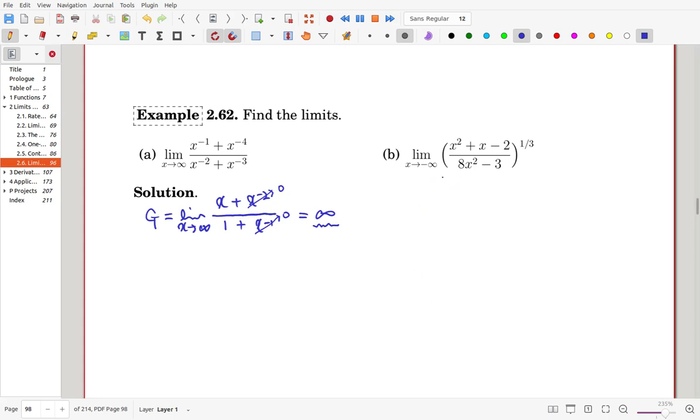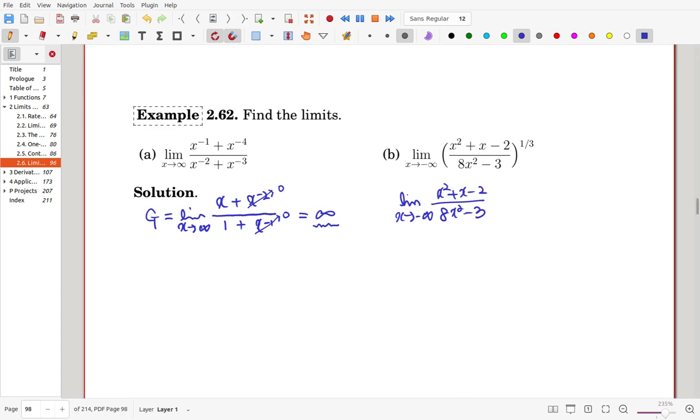Now, for this problem, the third power is a continuous function, so limit and continuity commute. You can apply the limit inside, and later take the third power. So let's start this way: the limit as x approaches minus infinity of (x squared plus x minus 2) divided by (8x squared minus 3).